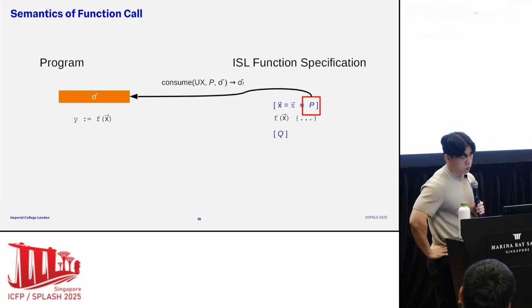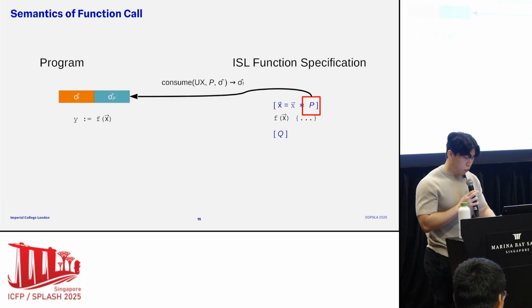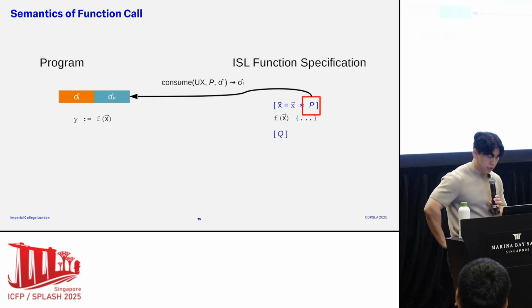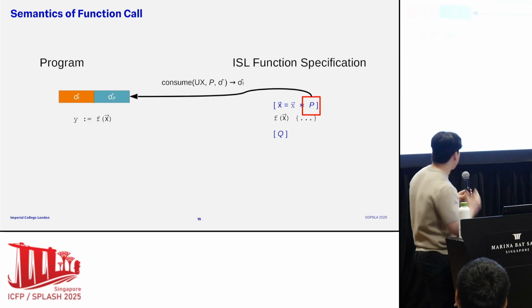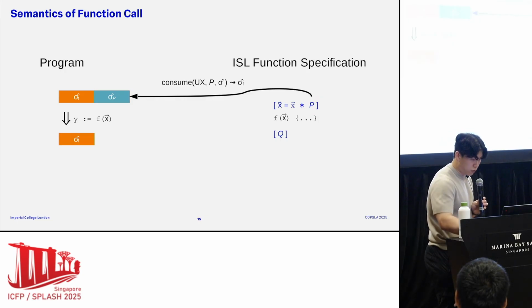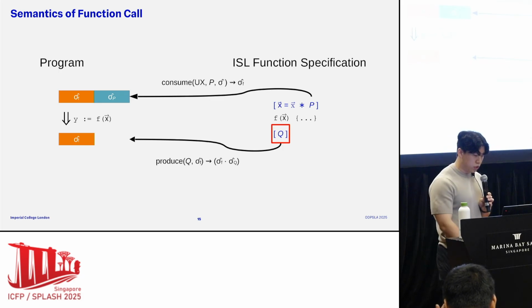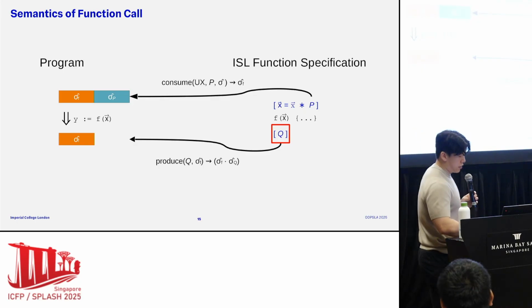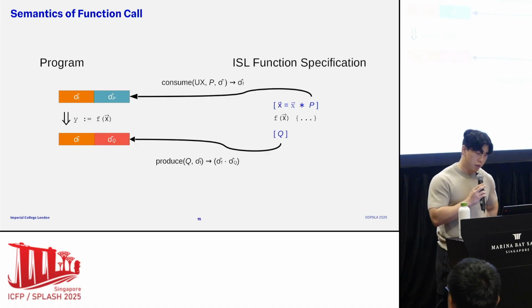The idea is we want to match part of the symbolic state that corresponds to the precondition in the function specification. The matching process is done through this consume operation. Once we find a match, which is this sigma p over there, we're going to remove it, and then generate a new symbolic state that corresponds to the postcondition of the function, and then add that back to the final state. So that's essentially the idea behind the function call semantics.